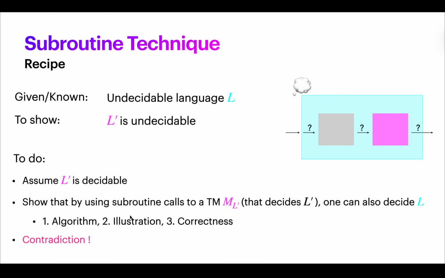And showing that by using subroutine calls to Turing machine ML prime, one can also decide L, also has a recipe. So first, we describe that algorithm. So we describe the logic behind our Turing machine construction. This is optional, but it's really helpful to have an illustration. Then you also need to prove the correctness of your construction. All of this will be more clear in a second. So let's move on with examples.